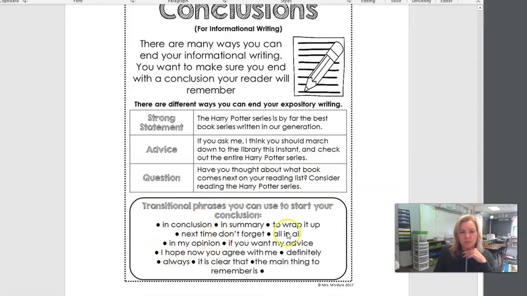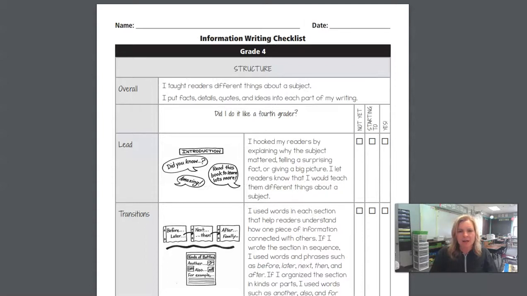And here's some really great transitions that you could use to do that last conclusion paragraph. You say, in conclusion, in summary, to wrap it up. Next time, don't forget, all in all, in my opinion, if you want my advice, hope you agree with me, definitely, always. It's clear that the main thing to remember is... okay, that was a lot. I'm going to show you one more thing before we get writing on my chapter book.